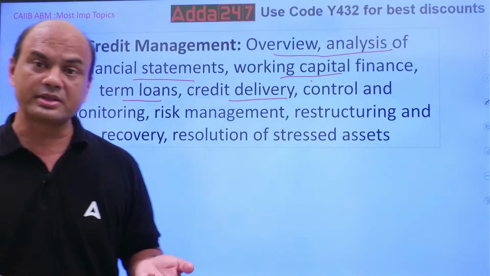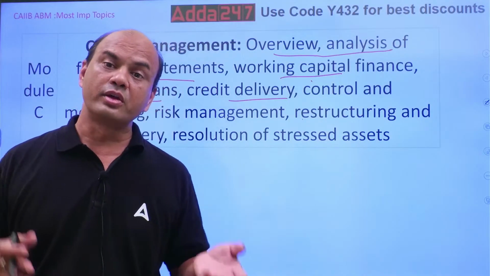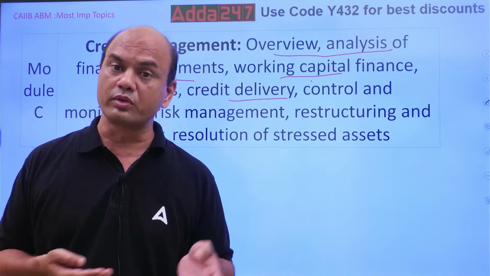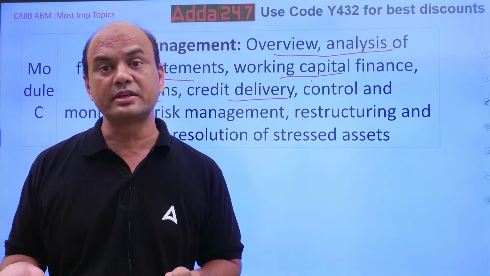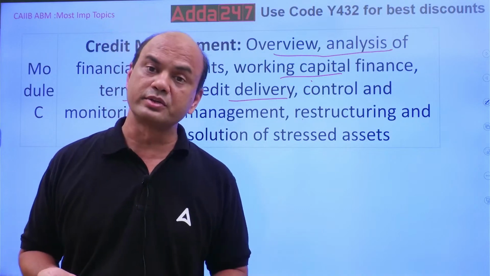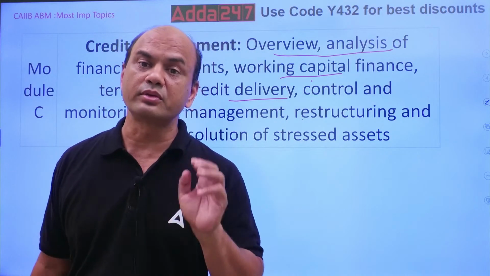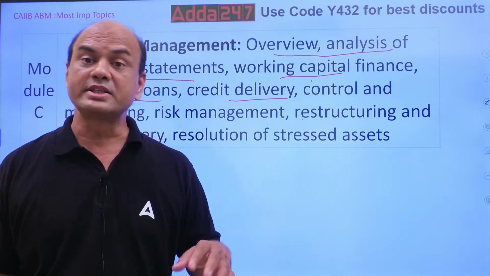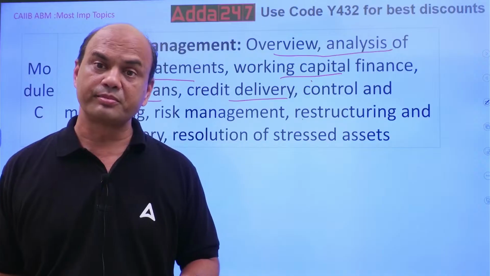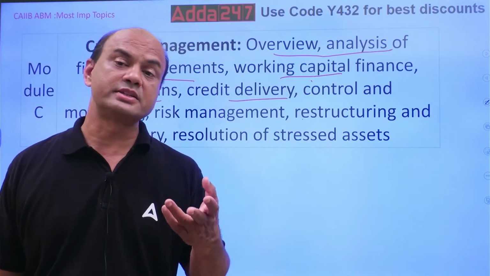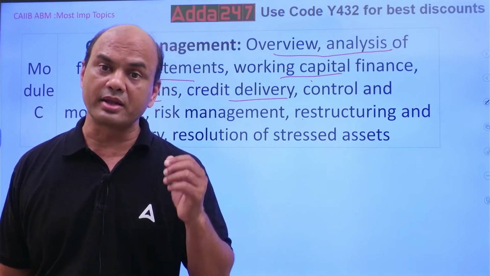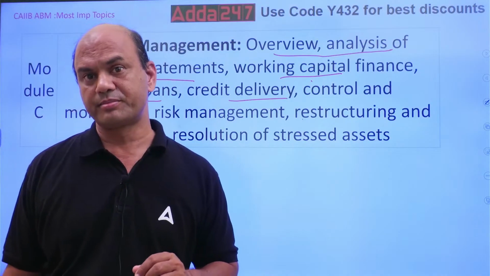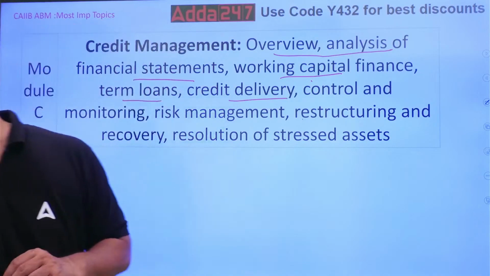You have SARFAESI method, SARFAESI Act. You have under this DRT Act, you can go under this. You can have insolvency code. So that is also used. So these are the three main codes which are available under this resolution. What is JLF, Joint Lender Forum? Okay. What is this core committee, credit committee, CCM? So that is also asked over here.